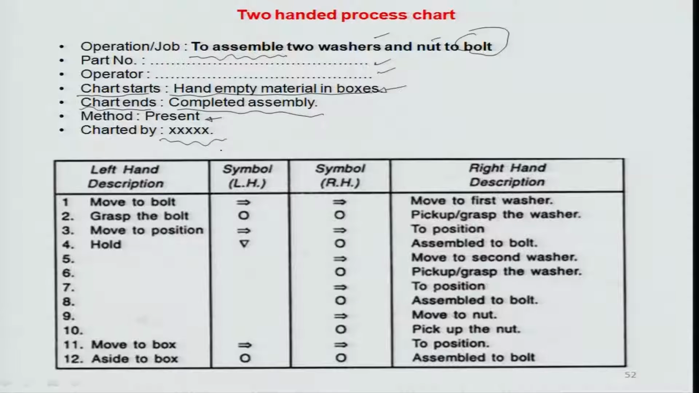and then of course, the person who has charted it and also supervised should sign such charts. So, in this particular case, as I understand this, supposing the bolt is kept towards your left hand side and both the washers and nuts are on your right hand side. So, the best idea would be to get both the right and left hand to simultaneously move, one to the first washer and one to the bolt, and then you bring it all the way after grasping the bolt and the washer to the position where you are assembling the bolt.